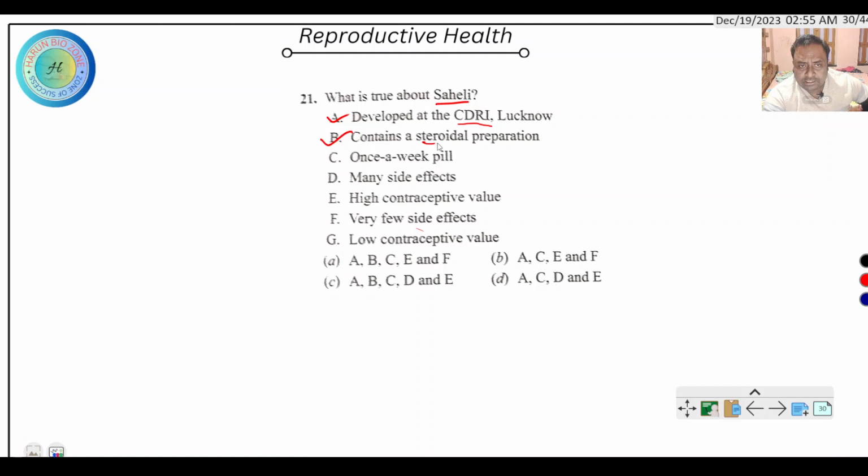Contains, sorry, not steroid. Sorry. This is not the answer. This is wrong. Once a week pill. This is also a daily pill. This Saheli is used on a daily basis. Many side effects. No side effects. High contraceptive value. This is definitely very few side effects. Yes. Here the right option is A. Once a week pill. It is the right option. Here the right answer is A, C, E, and F.